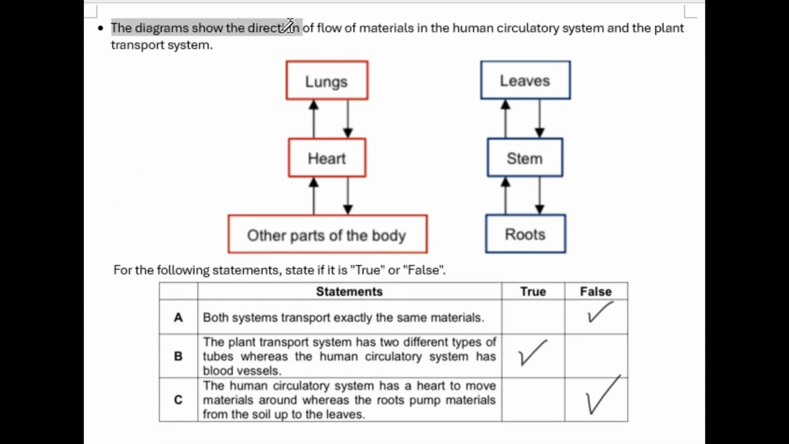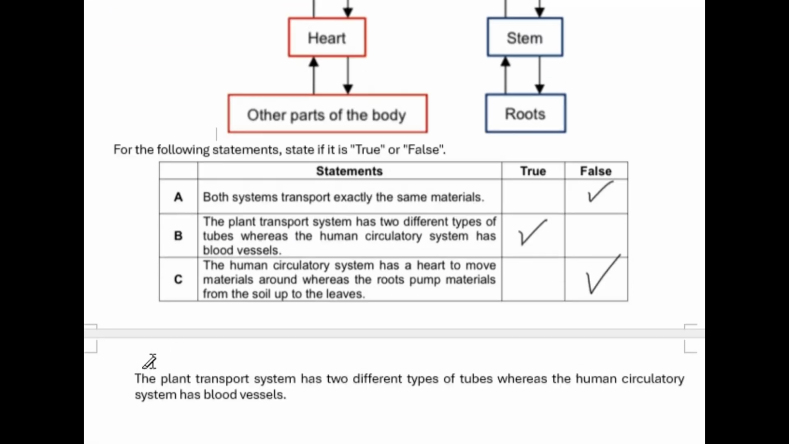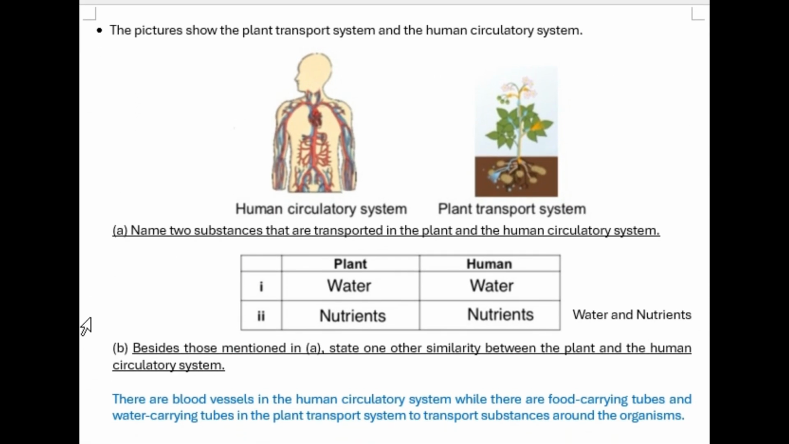The diagrams show the direction of flow of materials in the human circulatory system and the plant transport system. For the following statements, state if it is true or false. The plant transport system has 2 different types of tubes, whereas the human circulatory system has blood vessels. The pictures show the plant transport system and the human circulatory system.